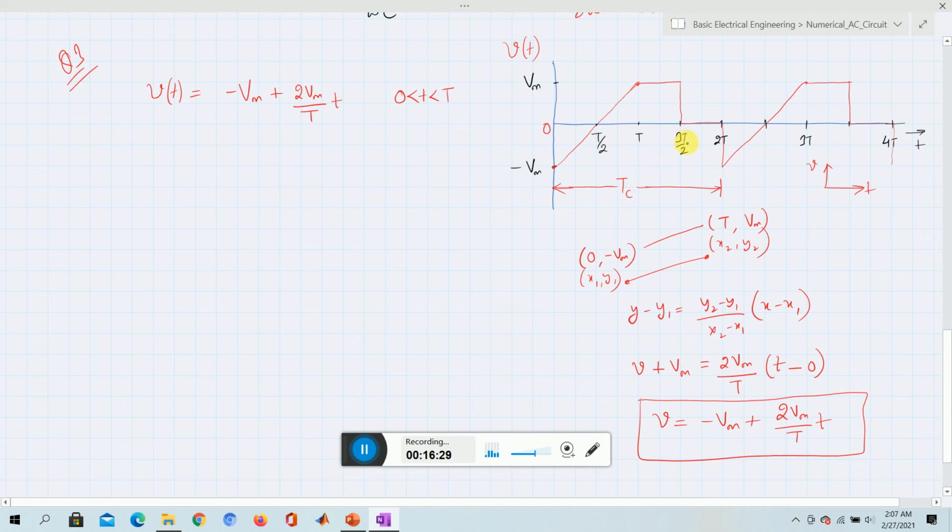After T to 3T by 2, what is the value? This is nothing but Vm from the value T to 3T by 2. Further this value becomes 0 from 3T by 2 to 2T. In this way the value changes, and after that this is a periodic waveform. After 2T it will repeat.